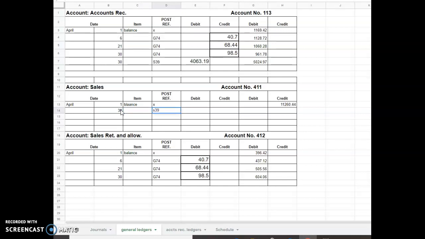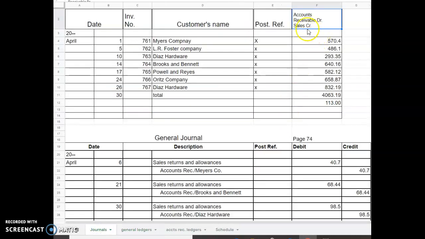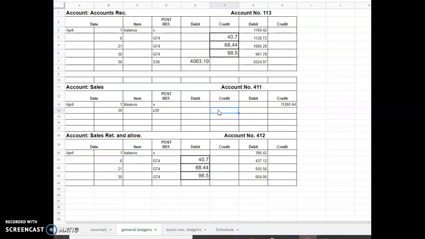Page 39, we're going to enter in our total. So if you look back here, you can see it's going to go in as a credit. So the 4,063.19 is going to go in as a credit into sales. So we're crediting a credit. So we add 11,260. So we're going to take our balance plus our credit to now have a balance of 15,323.63. And that does not match what mine says it should have.